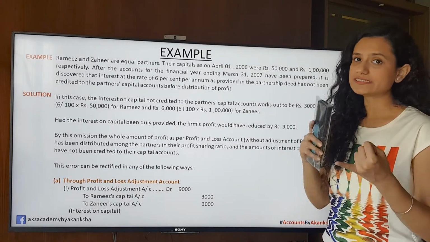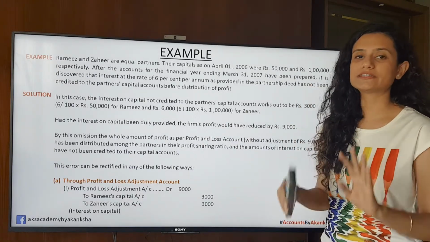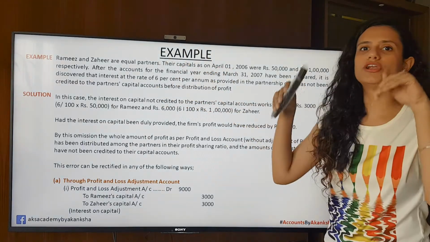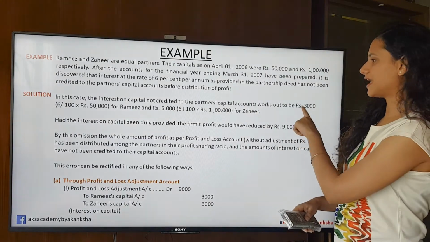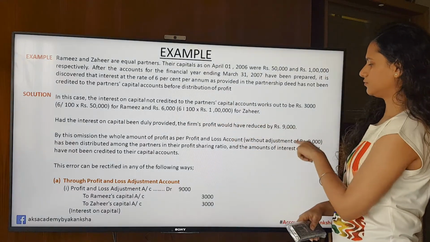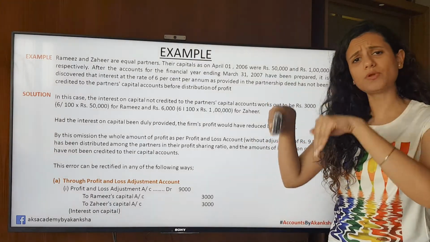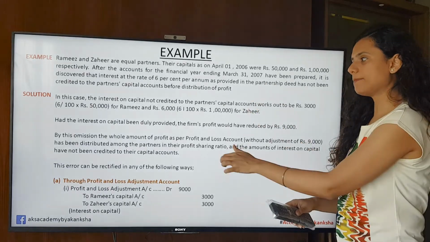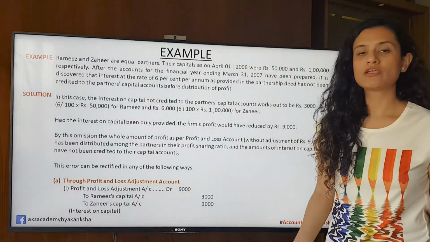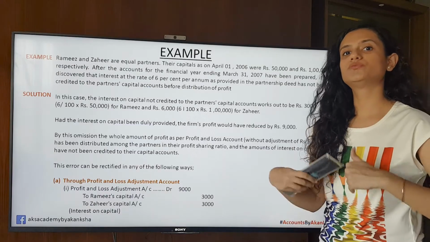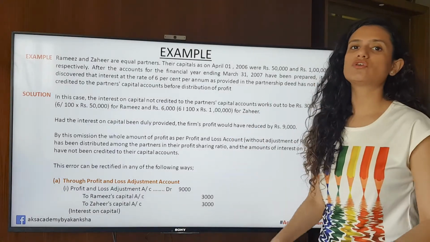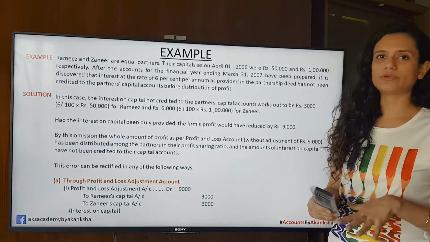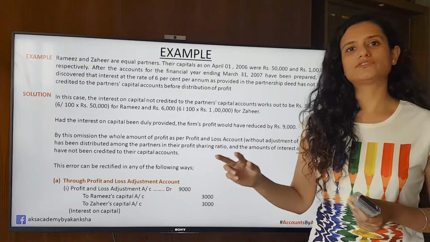If I would have given this 3,000 and 6,000 as interest on capital to Ramiz and Zahir, profits would have reduced by a total of 9,000, 3,000 plus 6,000, total of 9,000. My profits would have reduced, but the profits were not reduced because this step at all was not undertaken. So that means profits have been distributed in excess and interest on capital has not been distributed at all. So now what are we going to do? Now, there are two ways of sorting this out.